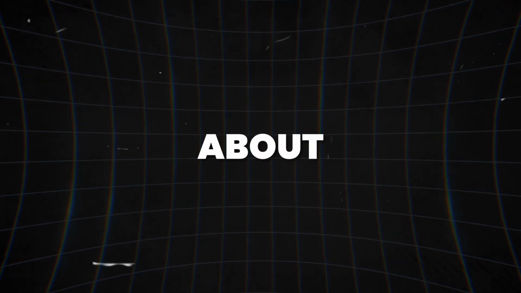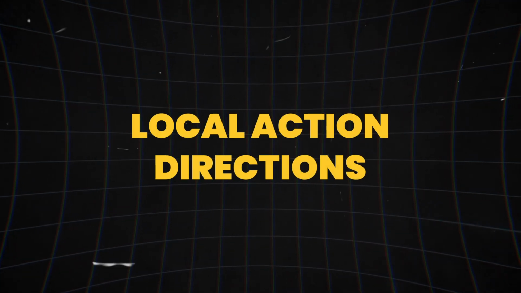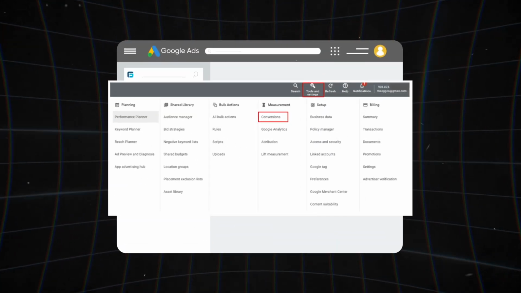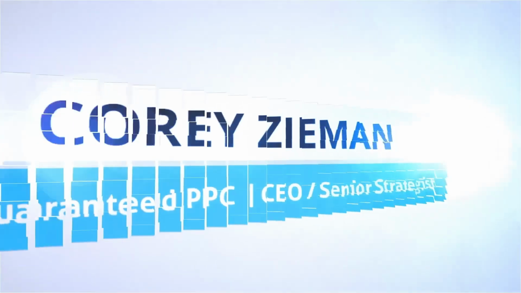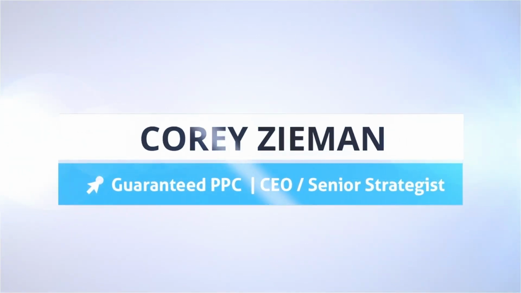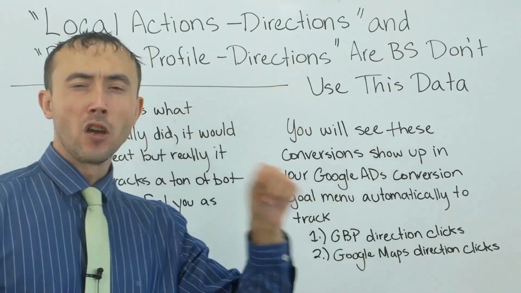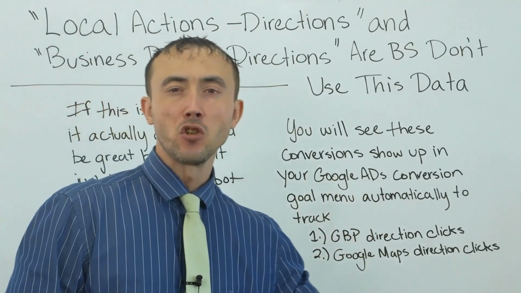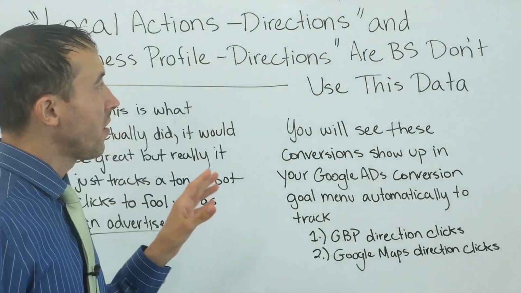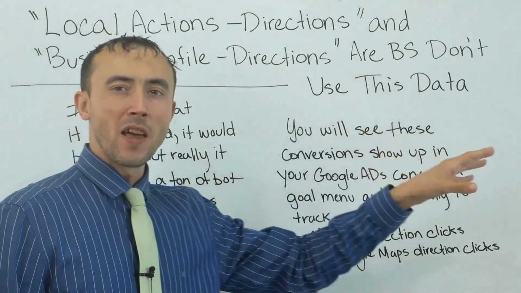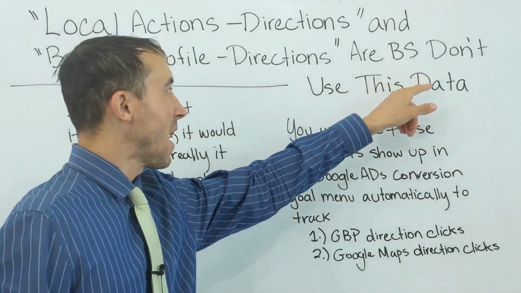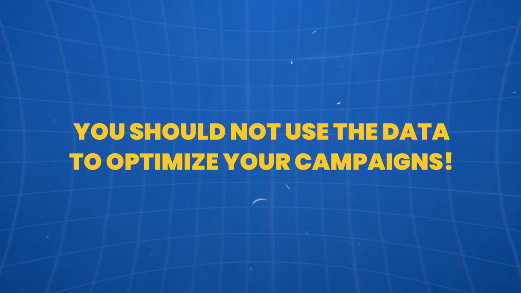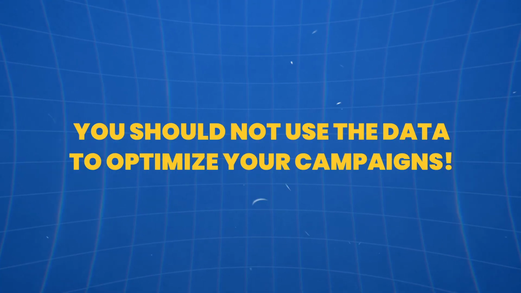Today's video, we're going to talk about the local action directions conversion goal inside Google Ads that you may see in your conversion menu in your Google Ads account, as well as the business profile directions conversion goal that spontaneously shows up in your Google Ads account. What this video is about is explaining what these are if you're not familiar with them already, but why they're BS, and you should not use this data to optimize your campaigns with, okay?